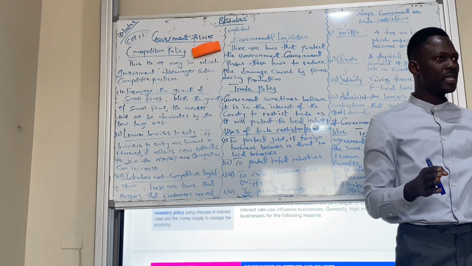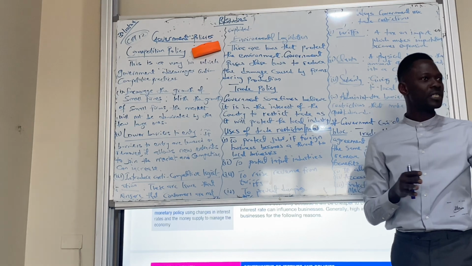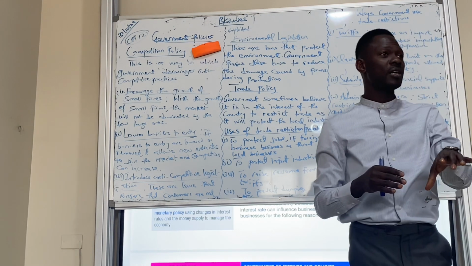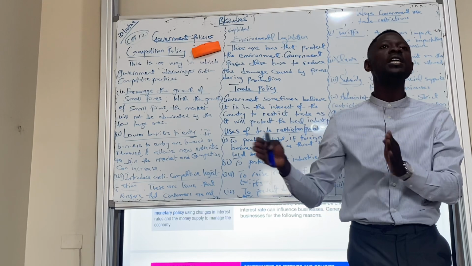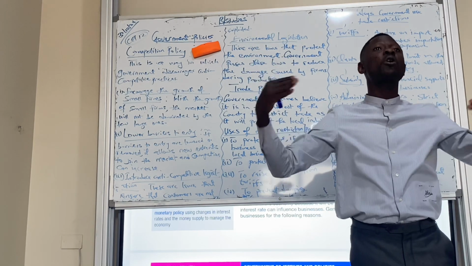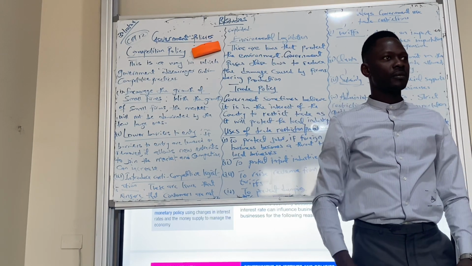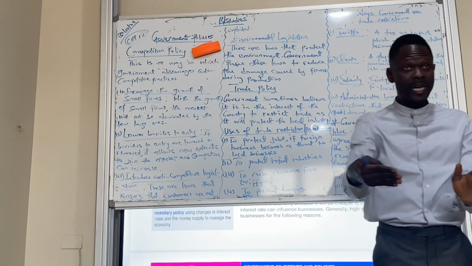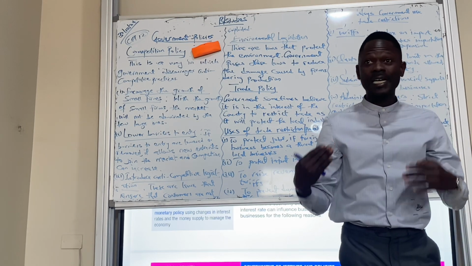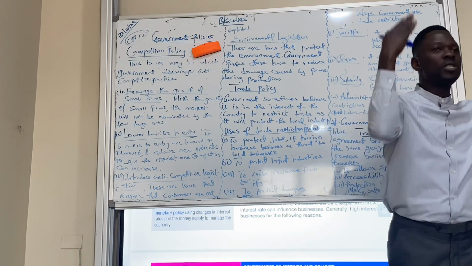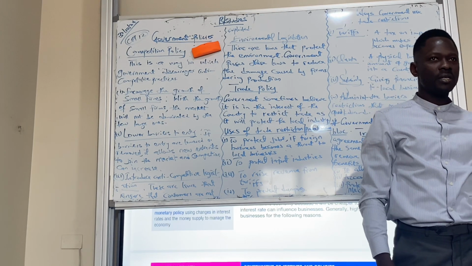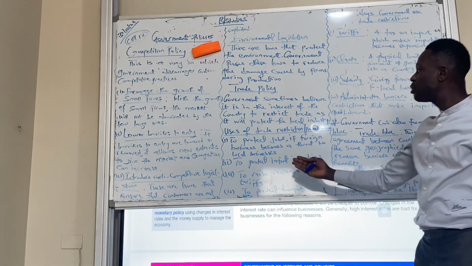Do you get the point I'm making here? It is in the best interest of the country for government to protect its local industry so that they can grow and also compete internationally. Government has to protect the local industries so that they can also grow and compete with international competitors. Do you get the point here? Yes. So why does government have to do this?